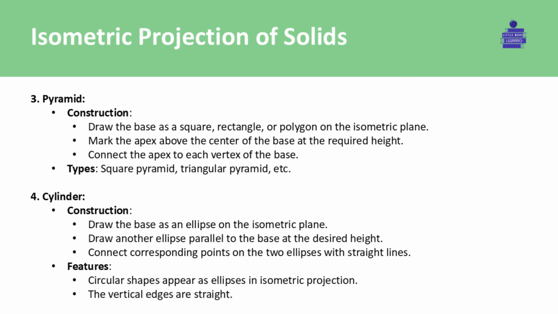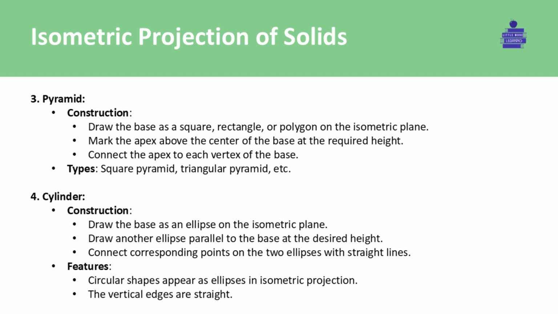Now, let's tackle two more fascinating shapes, pyramids and cylinders. When drawing a pyramid, imagine balancing a pencil on its point above the center of a square or polygon base. That point, we call it the apex, is what gives pyramids their distinctive shape. The trick is to connect this apex to each corner of the base, creating those sloping triangular faces. It's like folding a piece of paper into a pyramid. Each fold represents a line in our drawing.